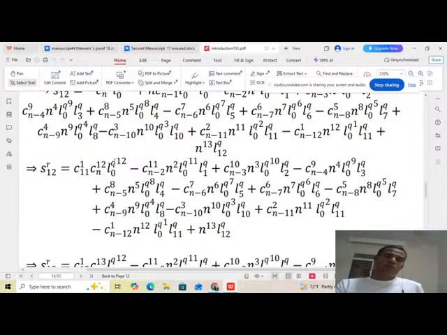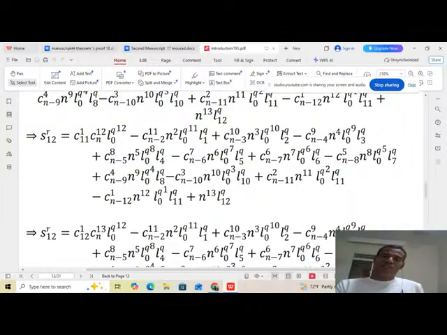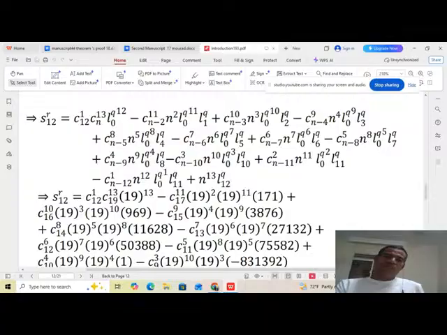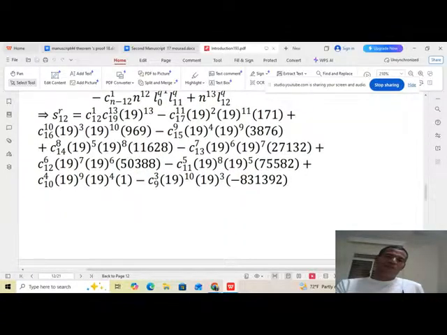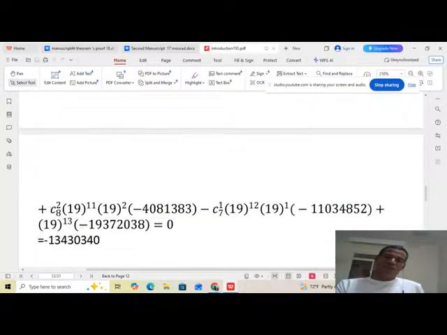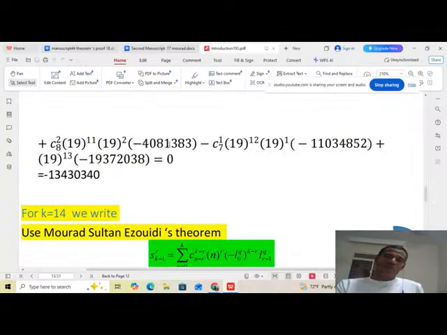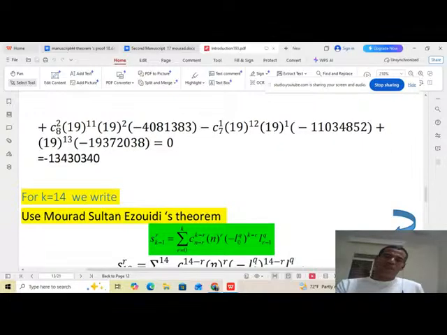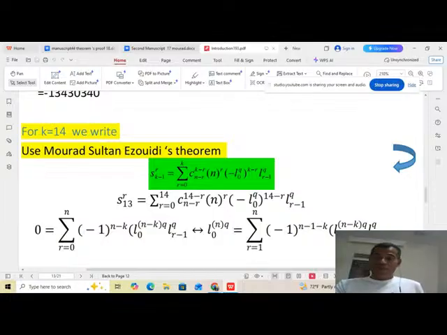We change L0 with its value, L1 with its value, up to L12. So here we just put this. We calculated and we figure out that the value of S12, in fact, is 0. Okay, we proceed to find the 14th coefficient. The same approach applies, the EMST approach. EMST approach means Ezouidi Sultan theorem.